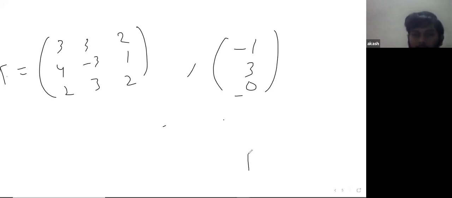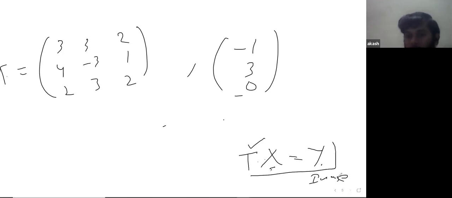See, the equation is very simple. Just remember this equation. This is the transformation matrix, into the position that is to be transformed, the point which has to be transformed. This is the final point, the image of the point. This is a simple equation, right?